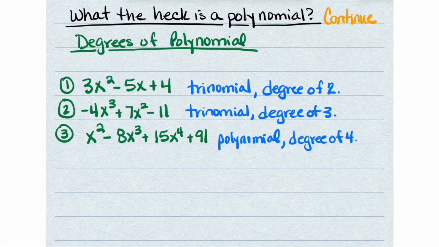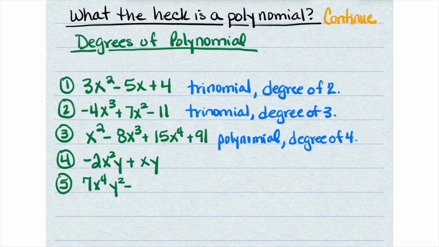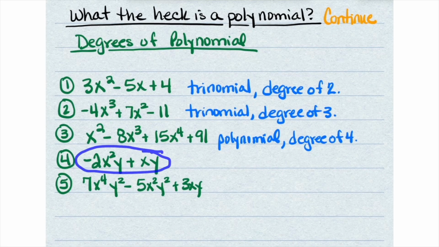Okay. Now, let me throw a little, not a tricky one, but one where I want you to see if you can really pinpoint it. So let's do 2 of those. Negative 2x squared y plus xy. And then I'll go ahead and write the last example I have. 7x to the fourth y squared minus 5x squared y squared plus 3xy. And you're probably like, woo, that's a lot going on, right? Well, what type of polynomial is this?